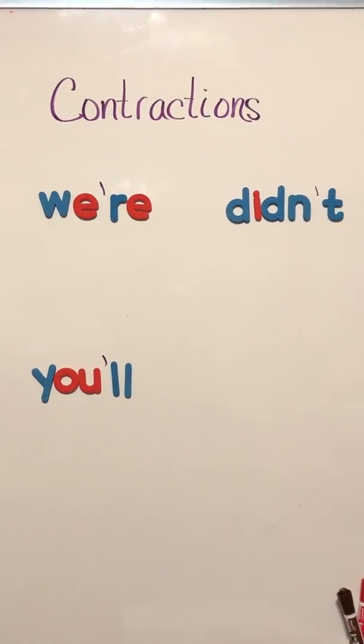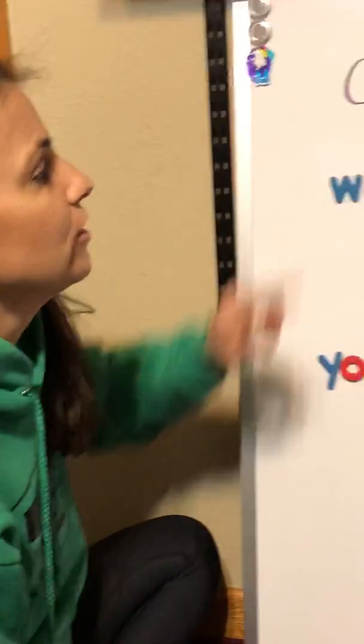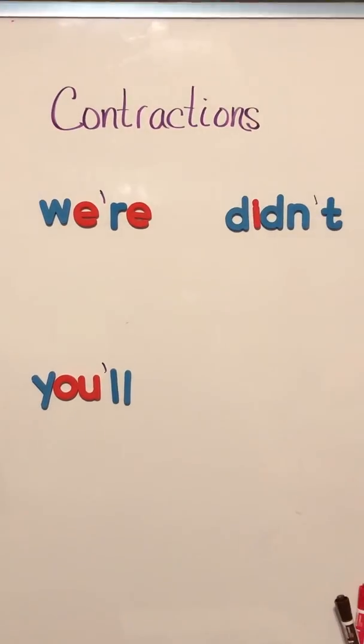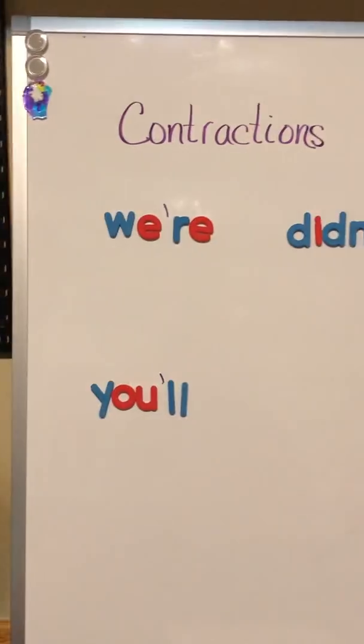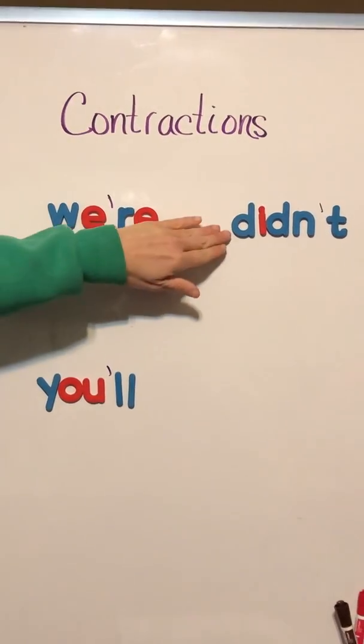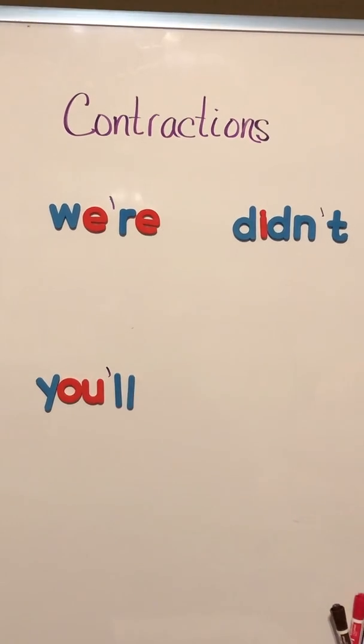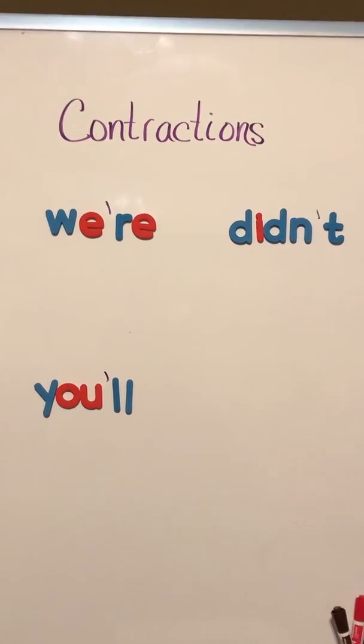It's word study time for room 24, and today we are going to focus on contractions. We use contractions each and every day, but do you realize you're using a contraction? If we read the words on the board, we have we're, didn't, and you'll, okay? What do we notice about all these words?